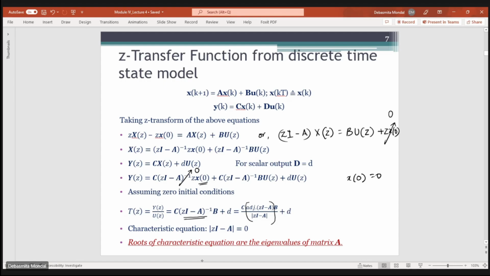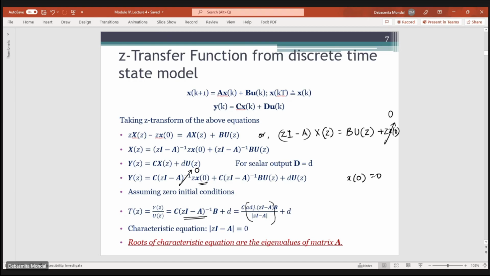If you notice, this is the closed loop transfer function. So the denominator of the closed loop transfer function is basically the characteristic equation of my system. The denominator here is this determinant of ZI minus A. So from this transfer function we can write that the characteristic equation of the system is given by determinant of ZI minus A is equal to 0. If you solve this equation, the roots of the characteristic equation are basically the eigenvalues of this matrix A.